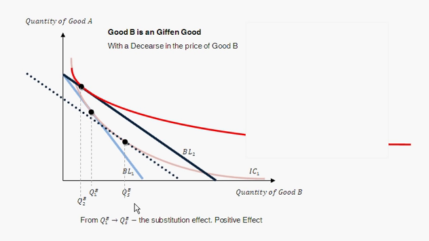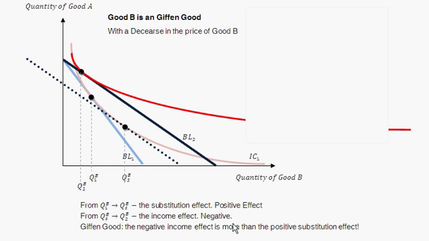And the shift from this point to this point, that is to say from QB1 to QBS, is all the substitution effect. And it's a positive effect, given that the price of good B has gone down. Now the income effect is the move from this point here, QBS, to this level over here, QB2. So going from QBS to QB2 is the income effect, which is negative. So from here to here.